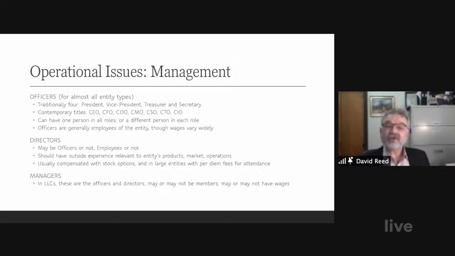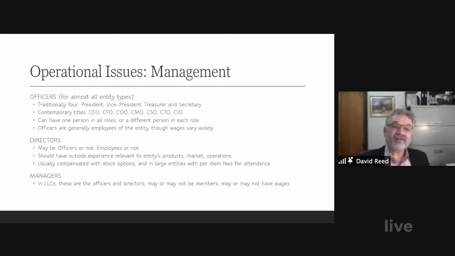One person can have all of those roles, or you can have a different person in each role. So you can have a president who's also the CEO, who's also a shareholder, who's also the secretary and the treasurer. You could have a vice president who is only a vice president. You might have a board member who's not an employee or an officer in any way, shape, or form. Directors may be officers or not, and may be employees or not.